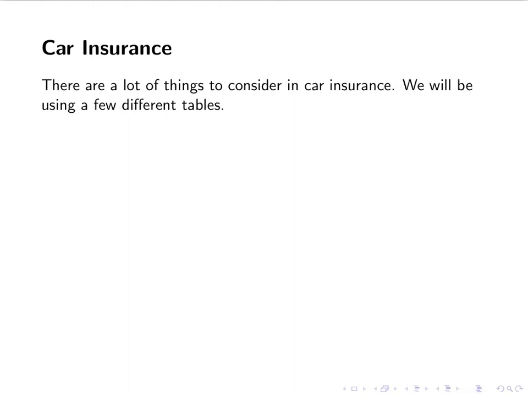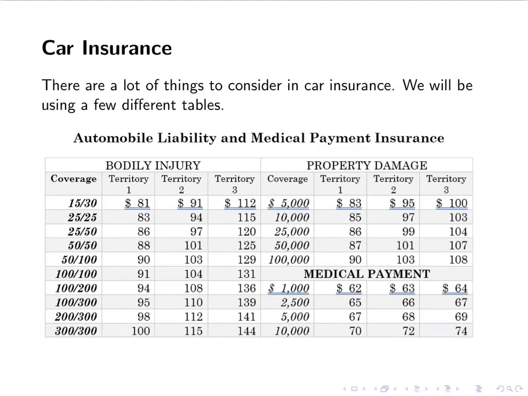There are a lot of things to consider when we're talking about car insurance, and we're going to be using a few different tables. I'm going to go through those tables first, and then we'll do some examples where we use them. The first table is what's called liability and medical payments.